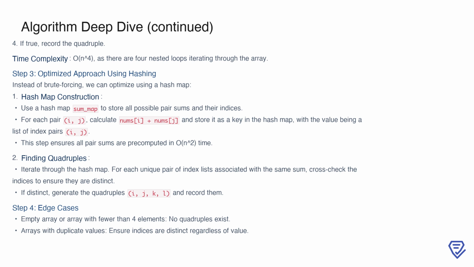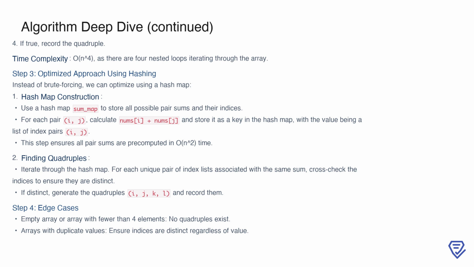Once the hash map is built, we can efficiently find quadruples by iterating through its entries. For every sum in the hash map, we take the list of index pairs associated with that sum and cross-check them to ensure the indices are distinct. If we find valid quadruples, we record them. This optimized approach reduces the computational burden significantly compared to brute force.